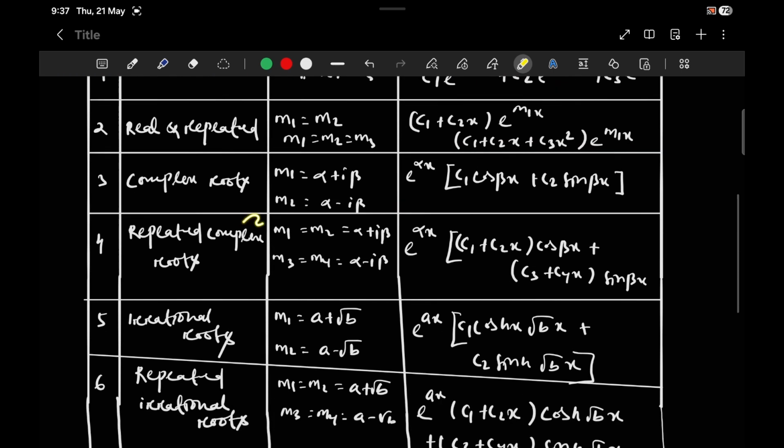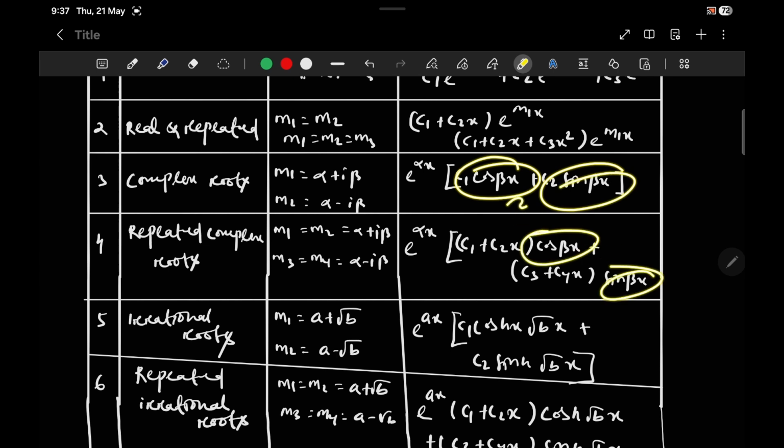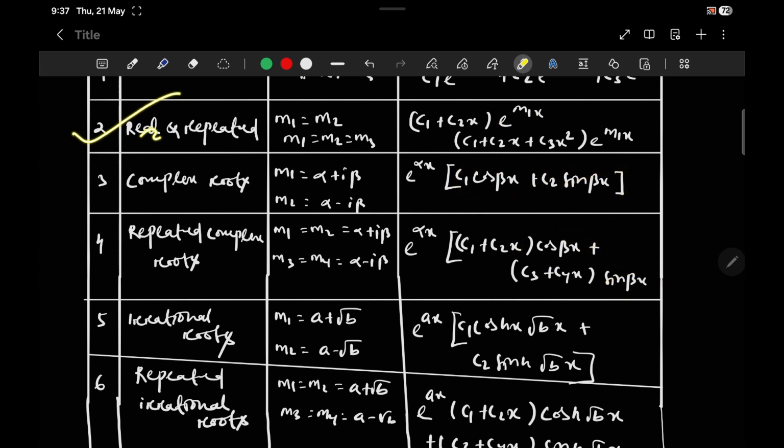And again, if we have repeated complex roots, like m1 equal to m2 equal to alpha plus i beta and m3 equal to m4 equal to alpha minus i beta, then we get e to the power alpha x, with the similarity of c1 plus c2x and c3 plus c4x, into cos beta x and sin beta x. So we have the combination of case 2 and case 3 that leads to case 4. The c1 plus c2x comes from case 2, and the cos beta x and sin beta x come from case 3.